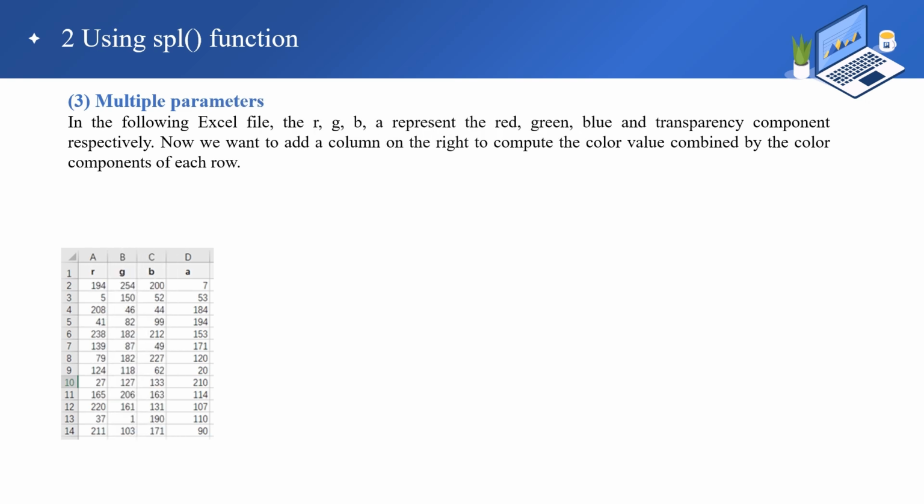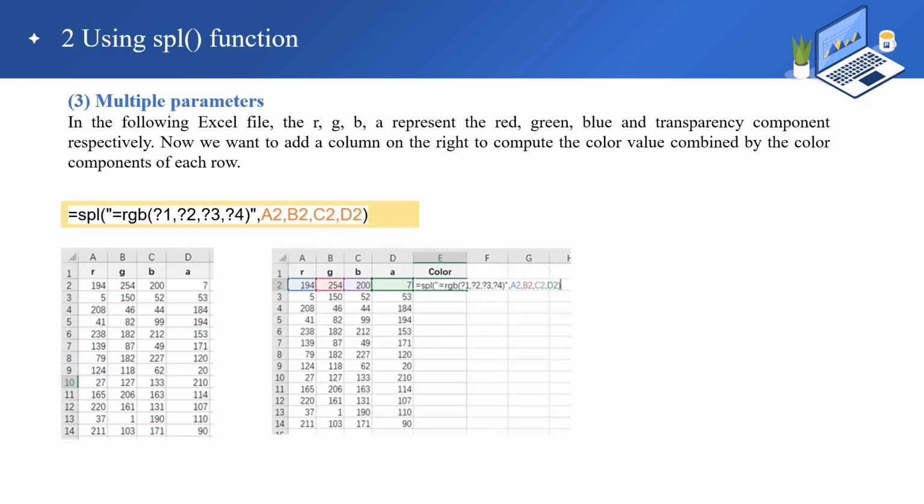3. Multiple parameters. In the following Excel file, the RGBA represent the red, green, blue, and transparency component respectively. Now we want to add a column on the right to compute the color value combined by the color components of each row. Enter the SPL code. In this code, $1, $2, $3, $4 respectively corresponds to the first parameter A2, the second parameter B2, the third parameter C2, and the fourth parameter D2. After entering the expression, the color value of the current row can be calculated.